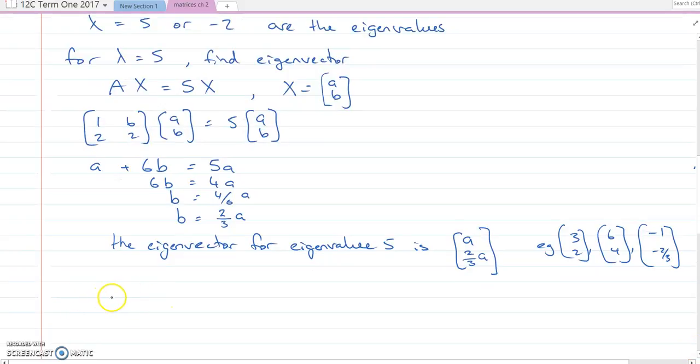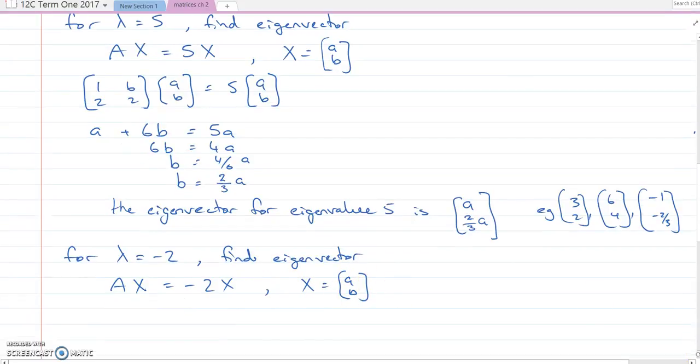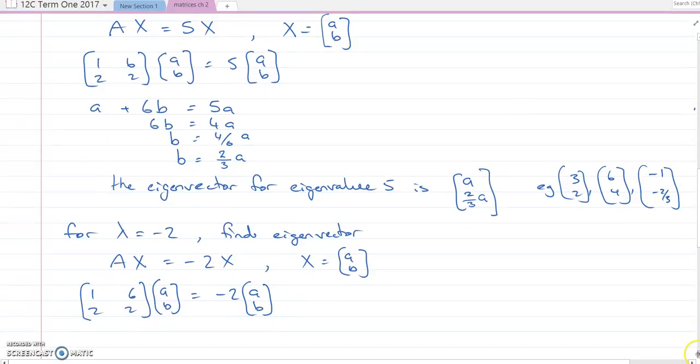Alright, so the next one, now for minus 2, we're going to find the eigenvector. So we solve Ax equals minus 2x. Again, x is (a, b). And [1, 6; 2, 2] times (a, b) equals minus 2 (a, b). Solve this and see.